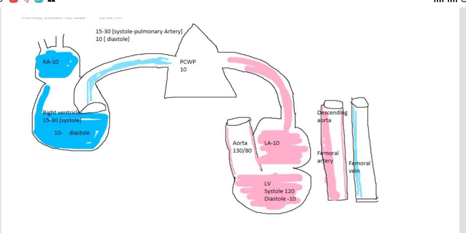You just remember the number 10, and when you go to the questions, you draw a diagram and put those numbers and check whether there is any high diastolic pressure. So there's a problem there, okay?